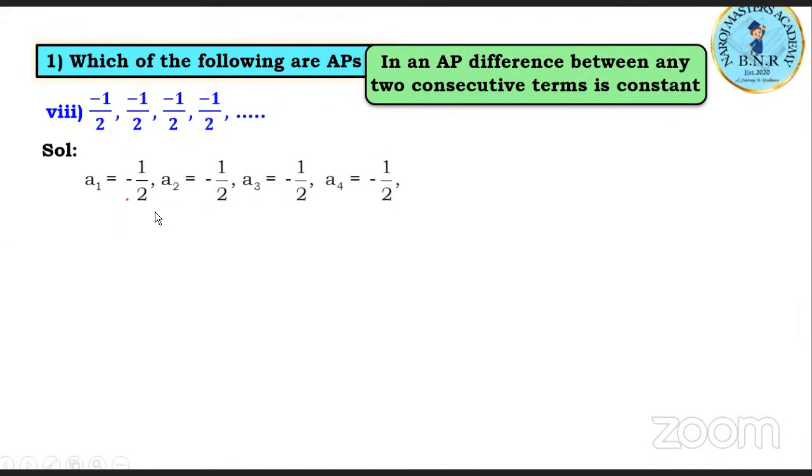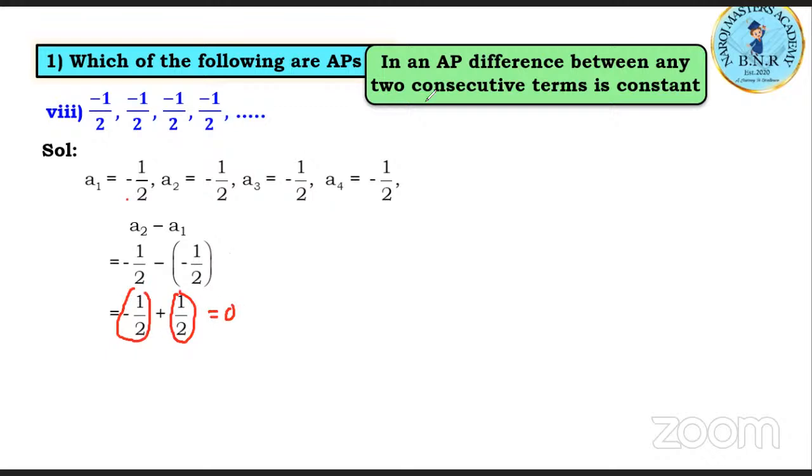If you subtract, what is our next step? A2 minus A1. Simply minus 1 by 2 minus of minus 1 by 2. So minus into minus is plus. Then what is the value? Minus 1 by 2 plus 1 by 2. This is minus half, this is plus half. Both together give 0. Is it right?